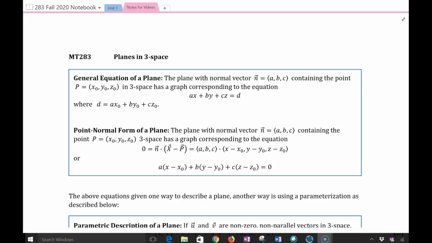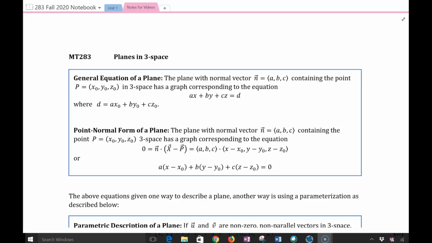Hello everyone. In this video we're going to discuss a bit more about planes, talking about the different types of equations for a plane in three-dimensional space, and then we'll do a little bit in Maple and in one example finding the equation of a plane.